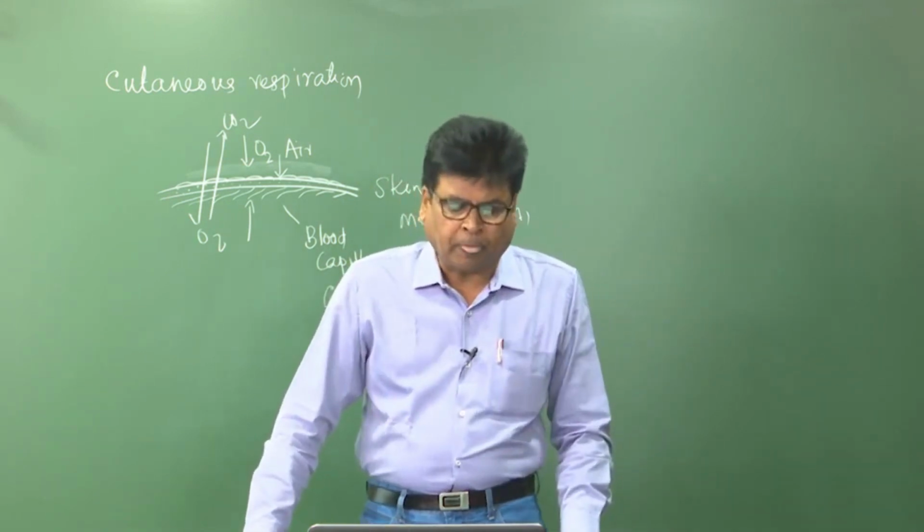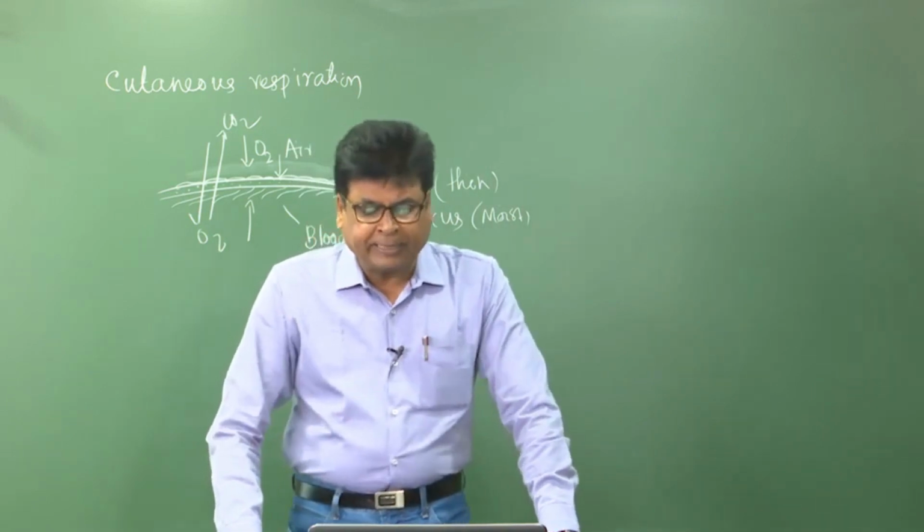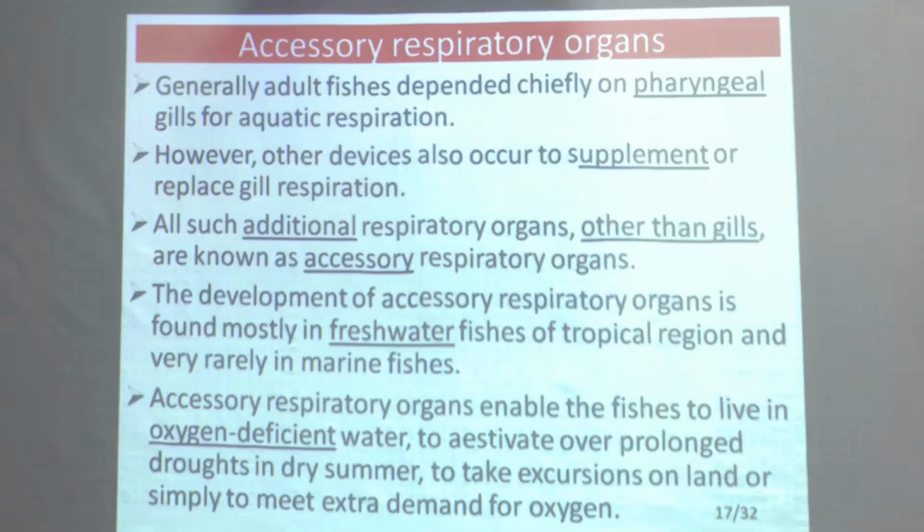Generally, adult fishes depend chiefly on pharyngeal gills for aquatic respiration. However, other devices also occur to supplement or replace the gill respiration. Although they are respiring by gills, still in them some extra structures are there which are supplementing the respiration or replacing the gill respiration.